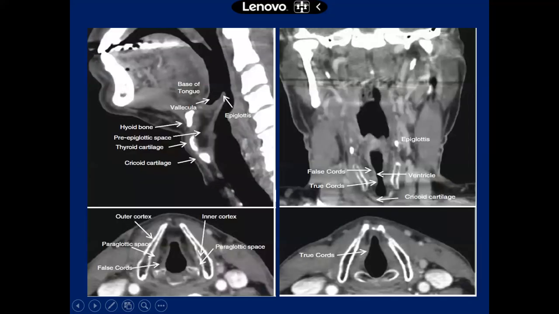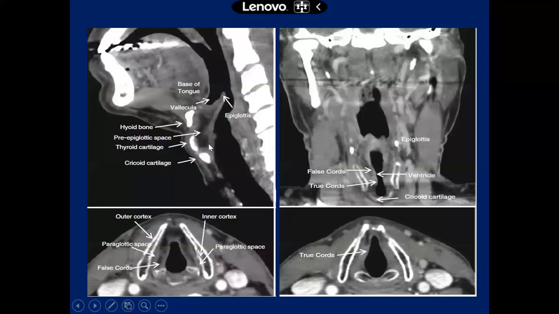And how is a normal larynx? In the sagittal view, you can see that this is the base of tongue. This is the vallecula. This is the epiglottis. And this is the hyoid bone, this is the thyroid cartilage, this is the cricoid cartilage. So this space is called the pre-epiglottic space. If you have a tumor here, it can spread posteriorly and can come to the level of the cricoid cartilage. Then it becomes T3 disease. If you have a tumor spreading to the pre-epiglottic space, it becomes T3 disease.